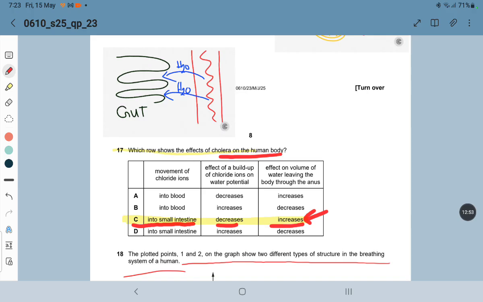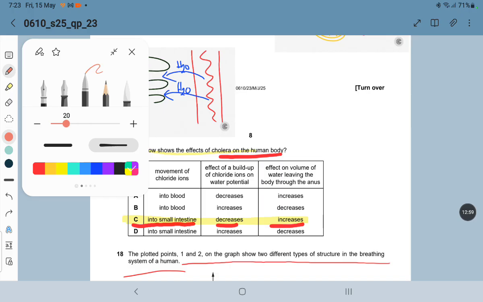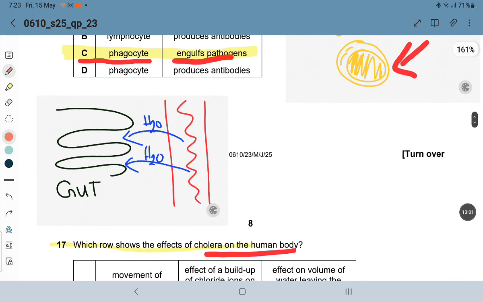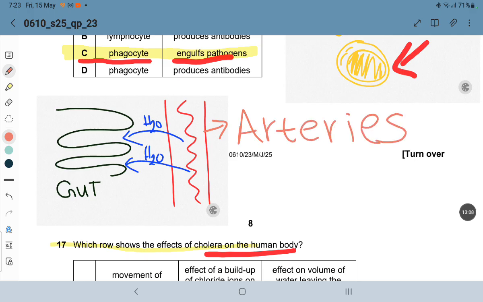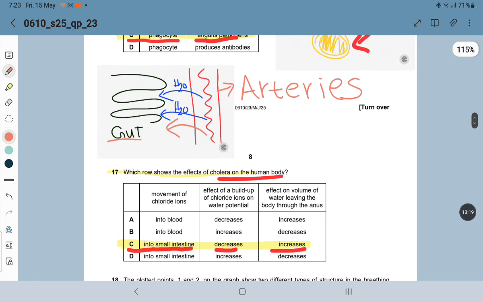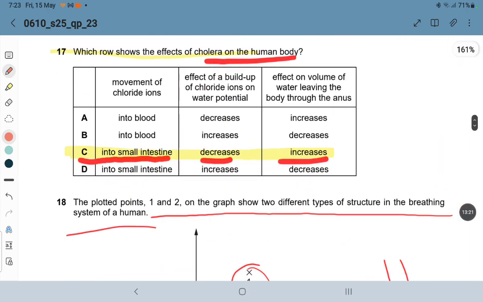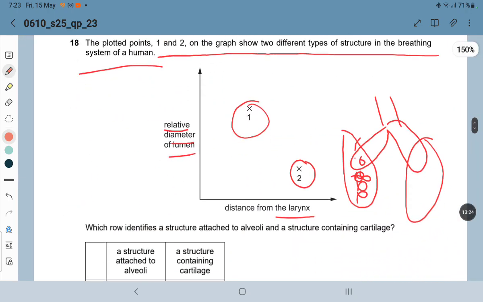Why does this one increase? This is a question many students ask and get confused about. As you can see here, this is my blood vessel, these are my arteries, and the water will flow from the arteries into the gut where dehydration occurs. So there is less water potential inside the arteries, so fewer water molecules will be present in the blood, and water will move out of the blood into the gut. This causes dehydration. Question 18.